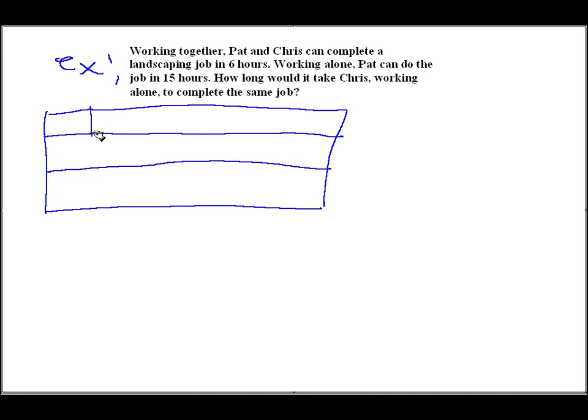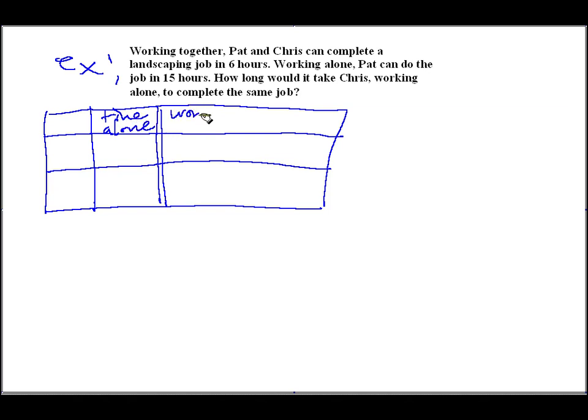Let's take our time on that. Again, the first column is going to be time. I'll just say time alone to abbreviate. Time alone means how long each party takes to do a job all by themselves, the time it takes them to do a job working alone.